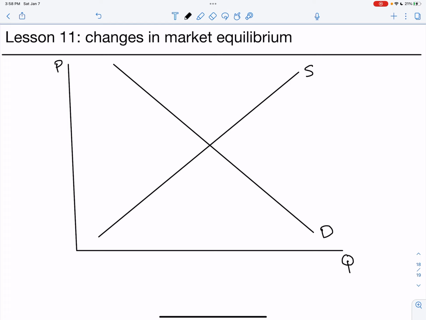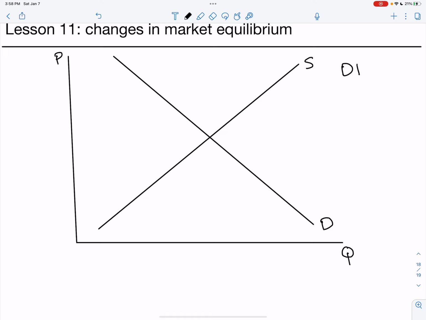Now, of course, for this video, I am going to talk about the intuition. But I'm also going to show you how to do a quick and easy visual demonstration for yourself to essentially get the right answer every time. Okay, demand shifts to the right. So demand increases. That's case number one.